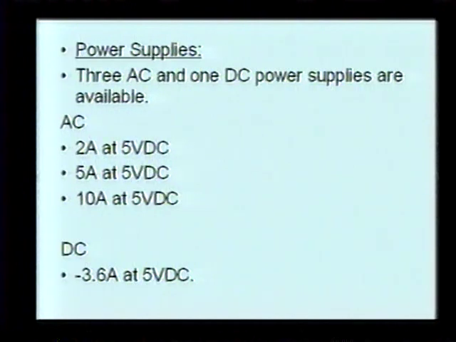So on the first one, you have 2 amps at 5 volts DC, 5 amps at 5 volts DC is the second one, and the third one is 10 amps at 5 volts DC. On the DC options, you have 3.6 amps at 5 volts DC. On the DC power supply, you would power that up with 24 volts DC.